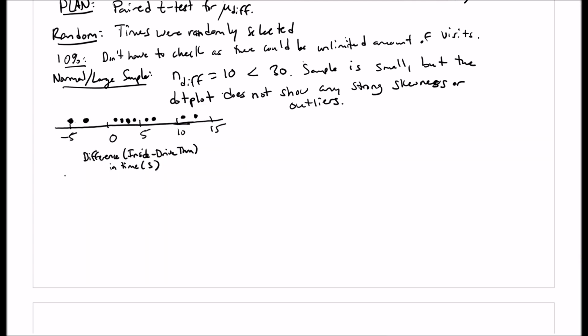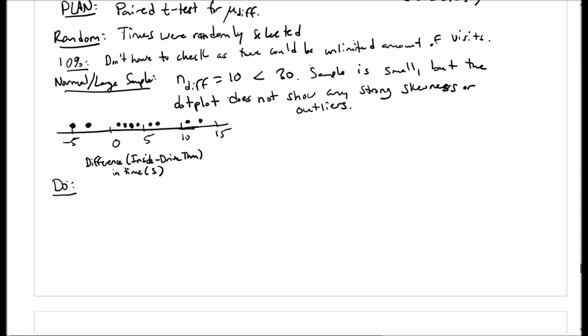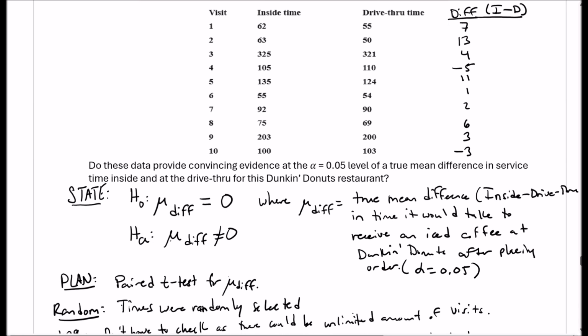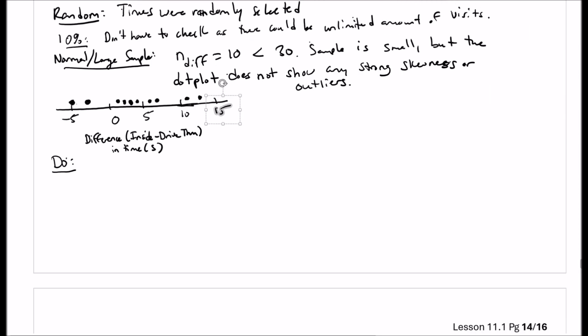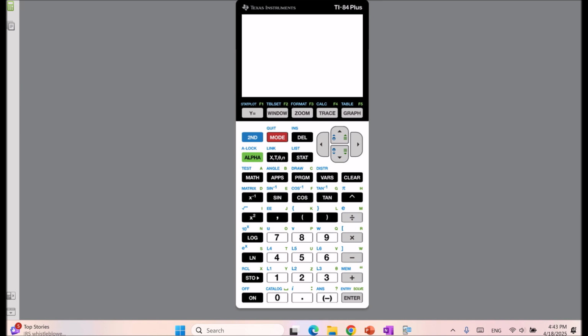All right, so we're going to do the do stage. And so now, on the calculator, we're going to need to plug these in in order to do the standard deviation and the mean. All right, so we're on the calculator, so we're going to hit stat, we're going to go to edit, and we're going to put in the numbers here.